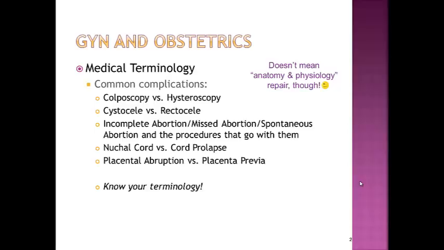Another common one in obstetrics is nuchal cord versus cord prolapse. They both get confused because of that silly word cord, but they are absolutely not the same. And finally, placental abruption and placenta previa tend to do that same thing because they both deal with the placenta, but they too are different pathological events for our patients.